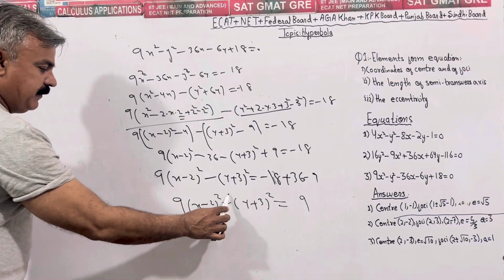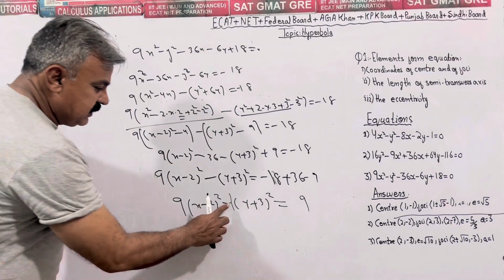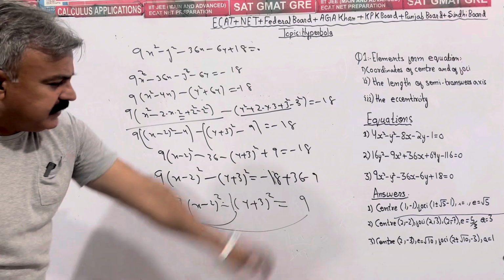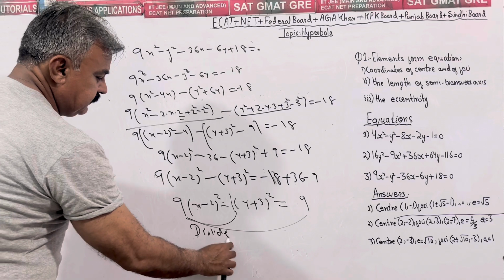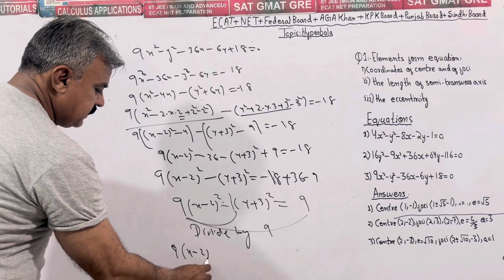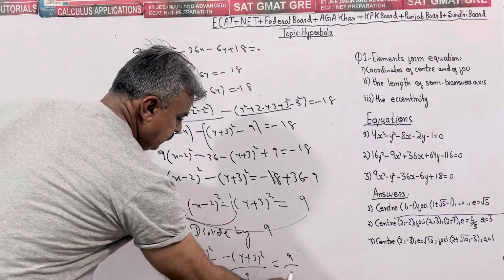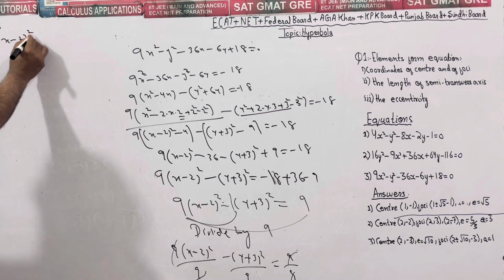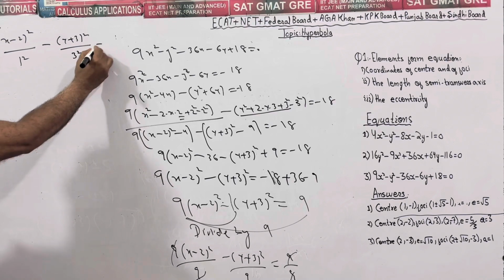I have already given you a tip. The product of the coefficients of x square and y square must be present there. In 99% of cases this is present here. Divide by 9. We have 9 times (x minus 2) whole square divided by 9, minus (y plus 3) whole square divided by 9, is equal to 9 divided by 9. So we have the equation (x minus 2) whole square over 1 square minus (y plus 3) whole square over 3 square is equal to 1.